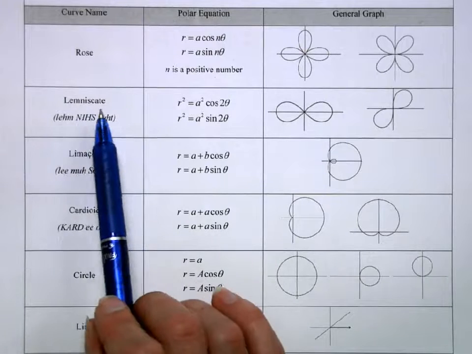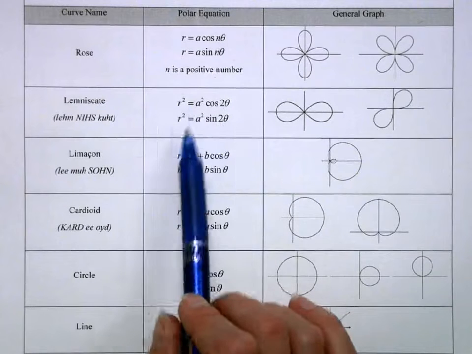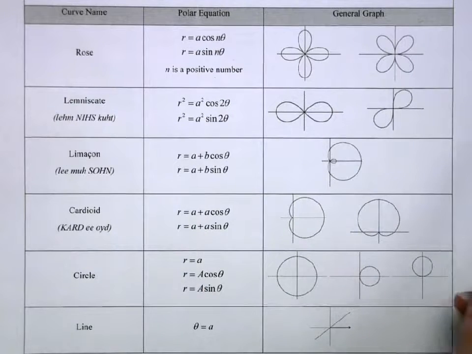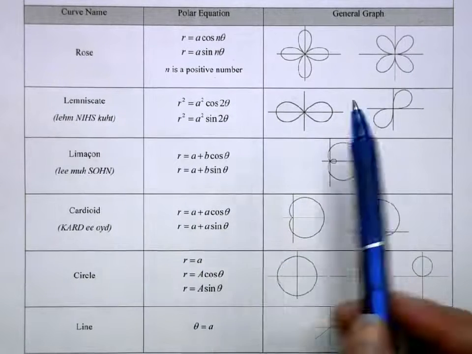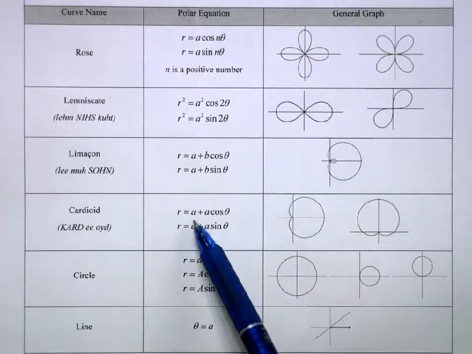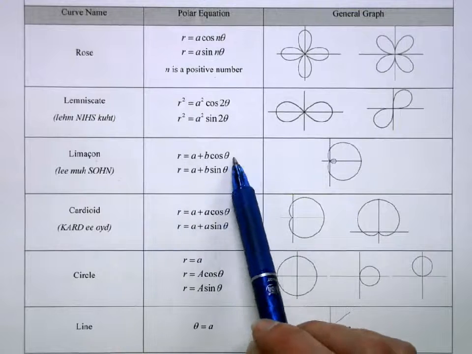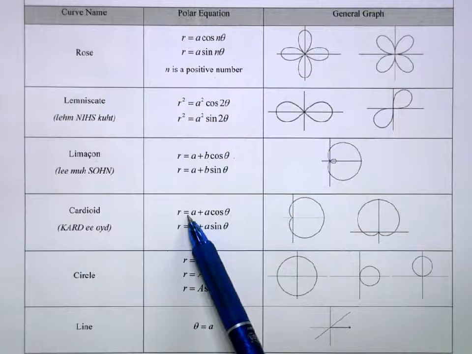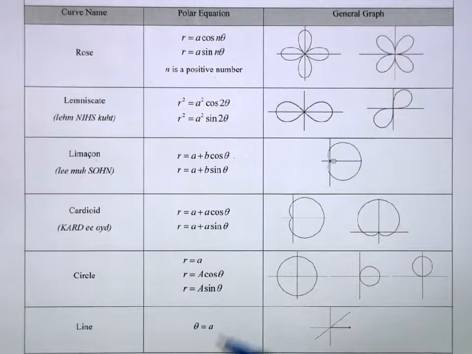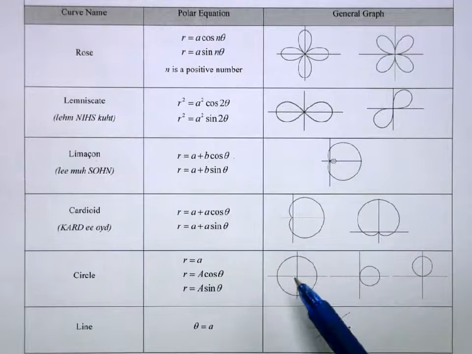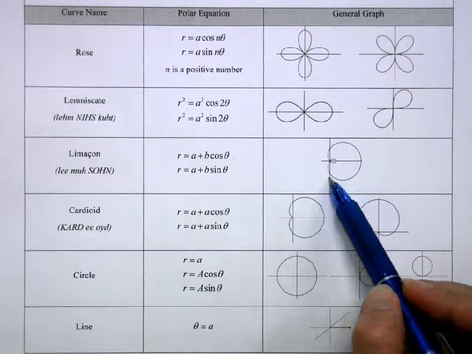Lemniscate is kind of a wacky one. R squared equals a squared cosine 2 theta. Ends up kind of looking like an infinity symbol. A limacon, actually let's look at these two together. Limacon and cardioid are in the structure a plus b cosine theta or a plus a cosine theta. So the difference between these two, if these two numbers are the same, it's a cardioid. If these two numbers are not the same, it's a limacon. And a limacon can have a little loop, or it can be what we call dimpled, where it kind of just goes like that.